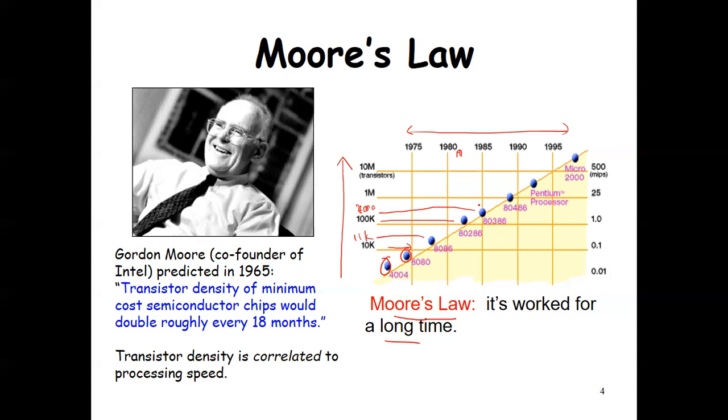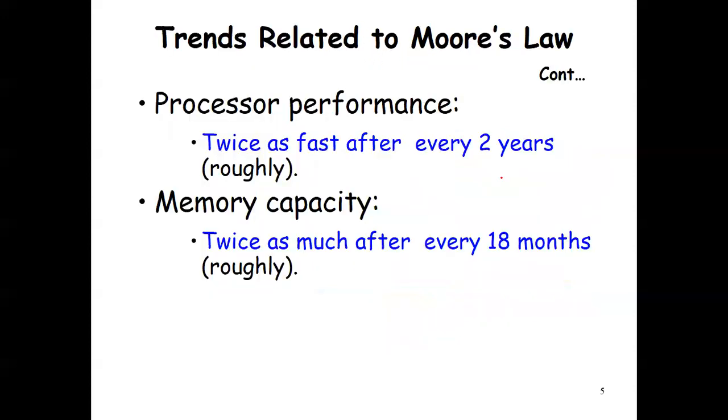So the point is, the number of transistors that we use is actually doubling every 2 years, literally, right? So this is what Moore's law states. The performance of the processor will double roughly every 2 years, and the memory capacity will double roughly every 18 months, right? The performance of the processor will improve twice in every 2 years. Similarly, the memory capacity will double every 18 months.